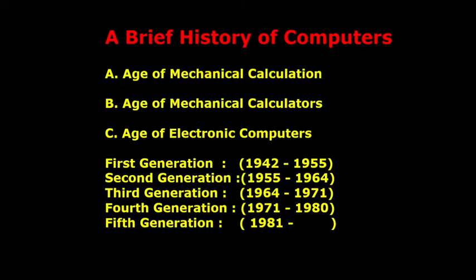First generation between 1942 and 1955, second generation 1955 and 1964, third generation between 1964 and 1971, fourth generation between 1971 and 1980, and fifth generation starts from 1981 and is ongoing.